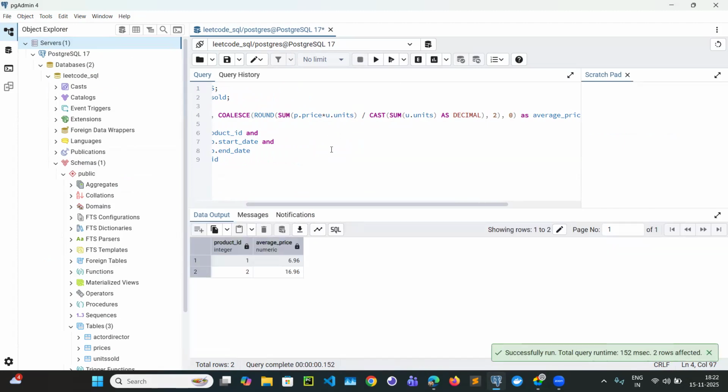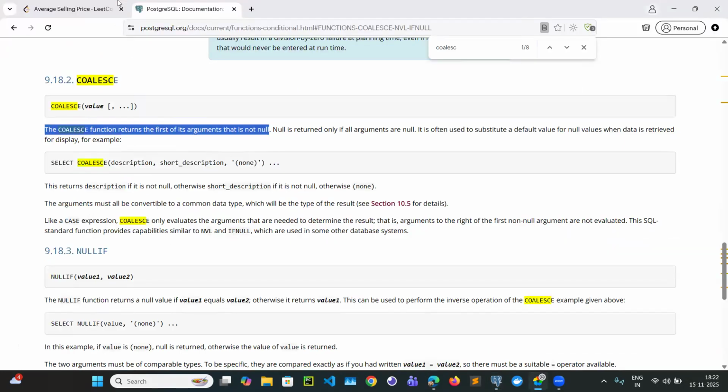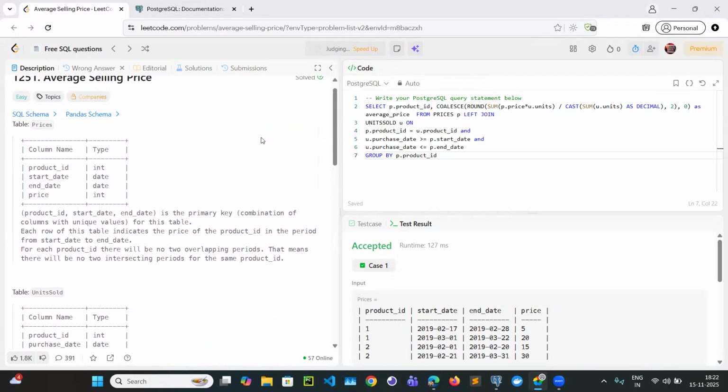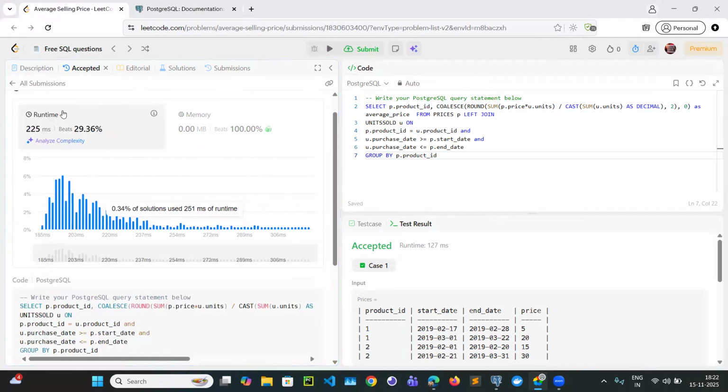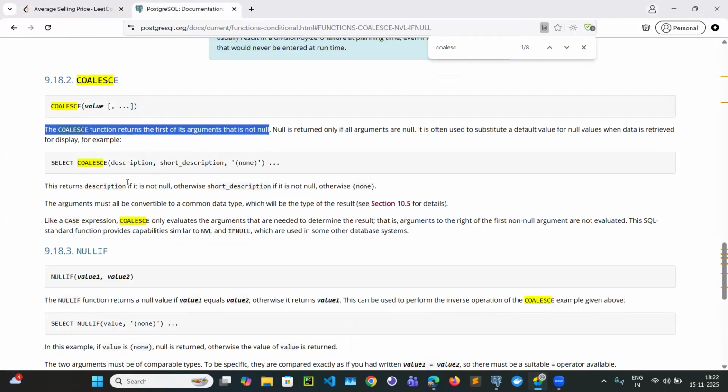So if I try that, let's run that. You could see now all my test cases have been passed. The only thing is I extra used this coalesce function. What is this for? This basically returns the first non-null argument.